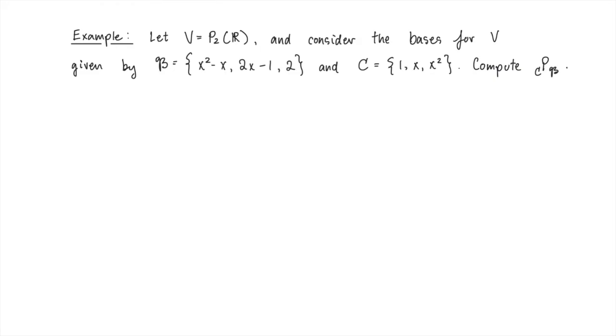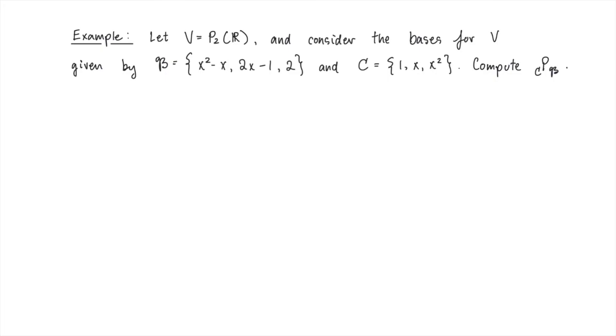Let's wrap this discussion up with just one more example. Let's let V be P2 of R as before. Consider the basis B as before, with elements x squared minus x, 2x minus 1, 2, and a new basis, C, which is just the elements 1, x, and x squared. In this case, let's compute the change of basis matrix from B to C.